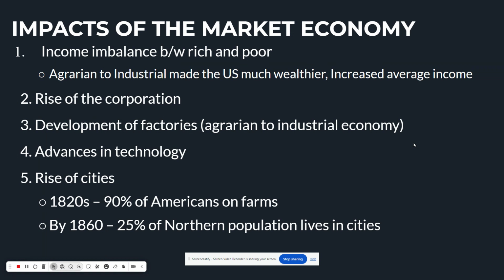The development of factories, as well as advances in technology, will also increase the standard of living for many Americans, and we see the growth of the middle class. We also see the rise of cities. In the 1820s, 90% of Americans lived on farms, so 9 out of 10 people. By 1860, in the northern states, think the states that do not rely on slavery, 25% of the northern population lived in cities. So we're seeing a trend of people moving to the cities to find factory and wage labor jobs.